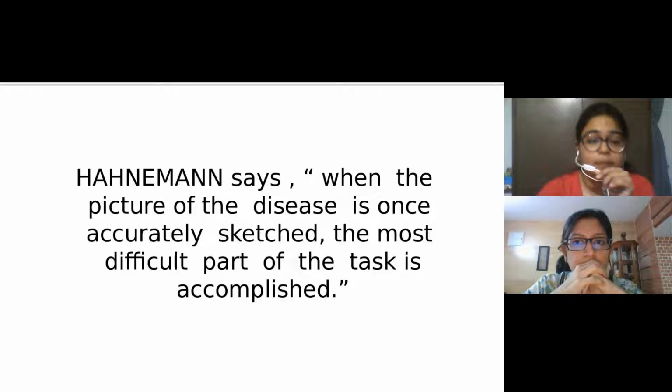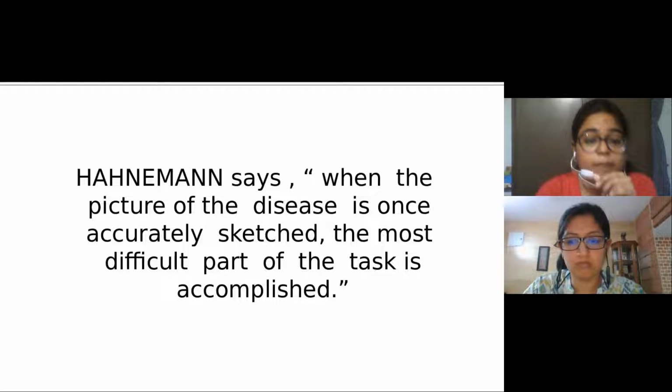Then, like Hahnemann says, that when the picture of the disease is once accurately sketched, the most difficult part of the task is accomplished. So picture of the disease will be sketched based on his physical generals, mental generals, particular symptoms. ये सब collect होने के बाद we will take a picture of the disease, so that we can compare it to materia medica drug pictures and select a proper medicine, proper remedy for that case. So that is the most difficult part of the task, that is, case taking is accomplished after sketching a proper sketch of the disease.